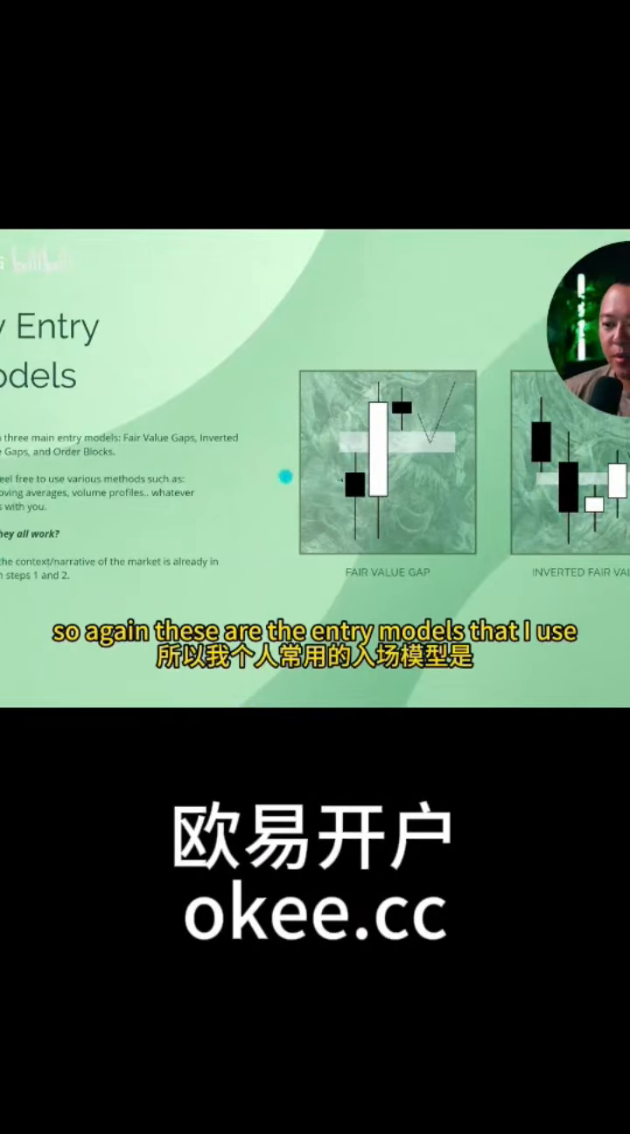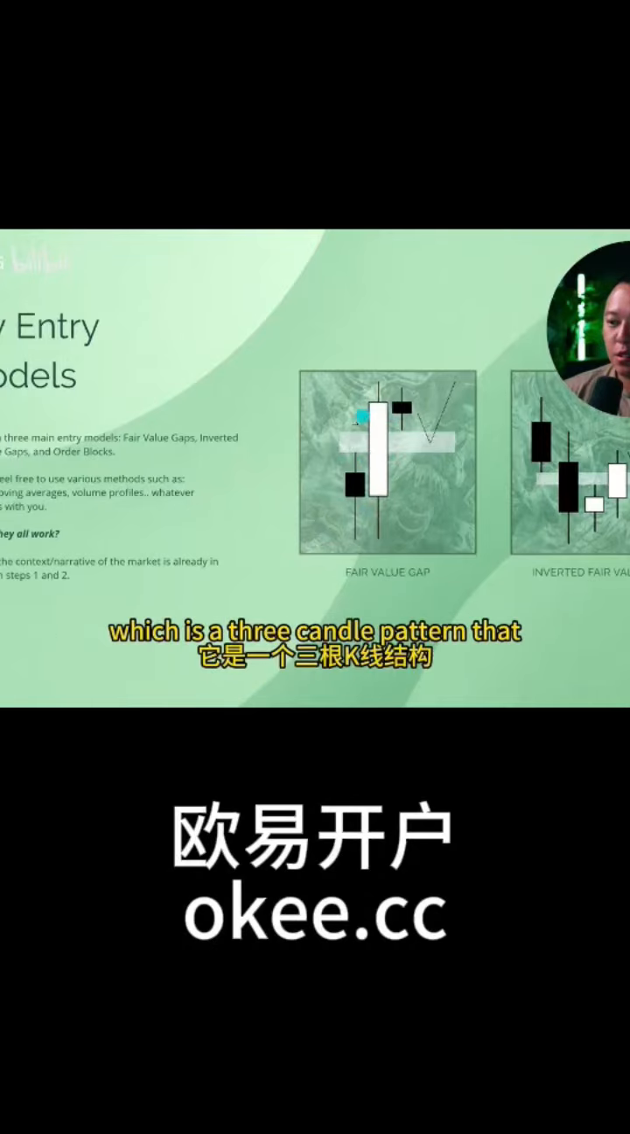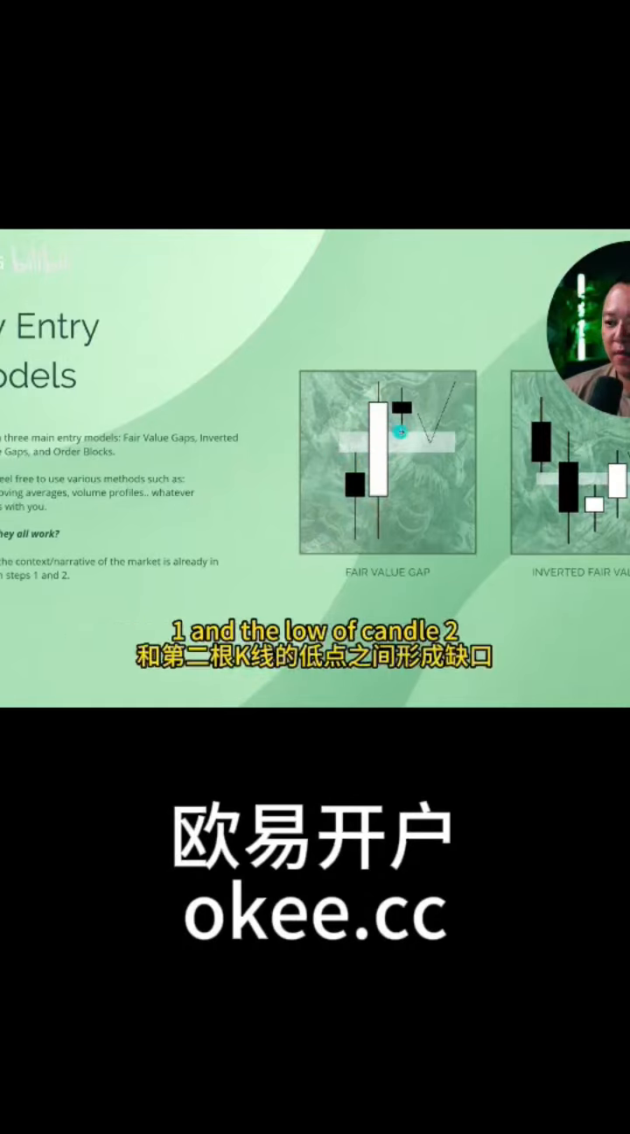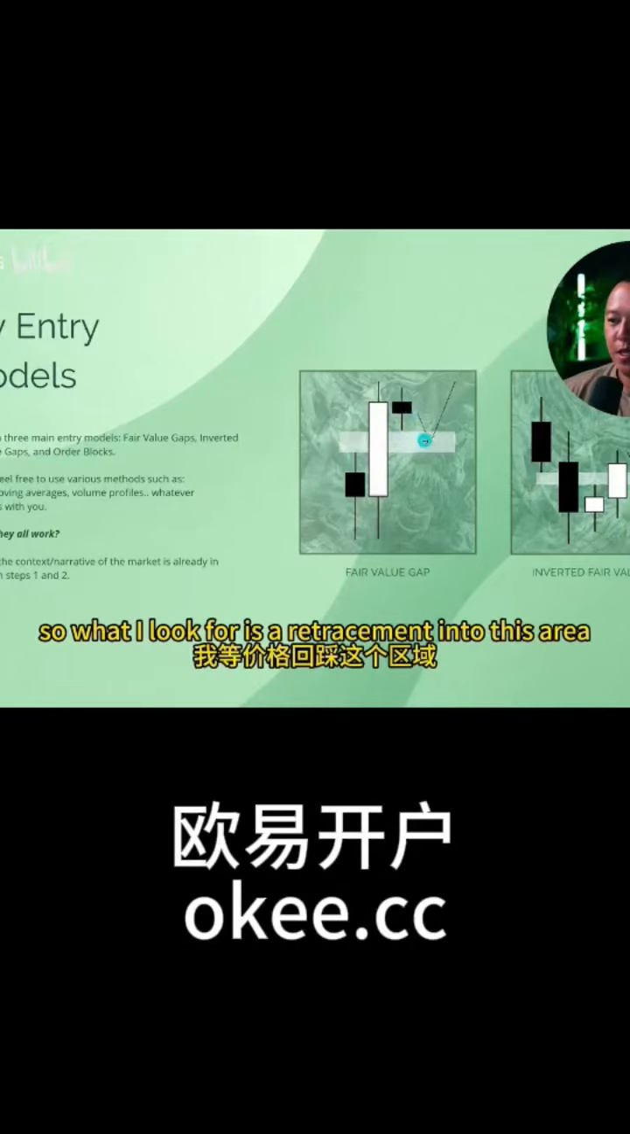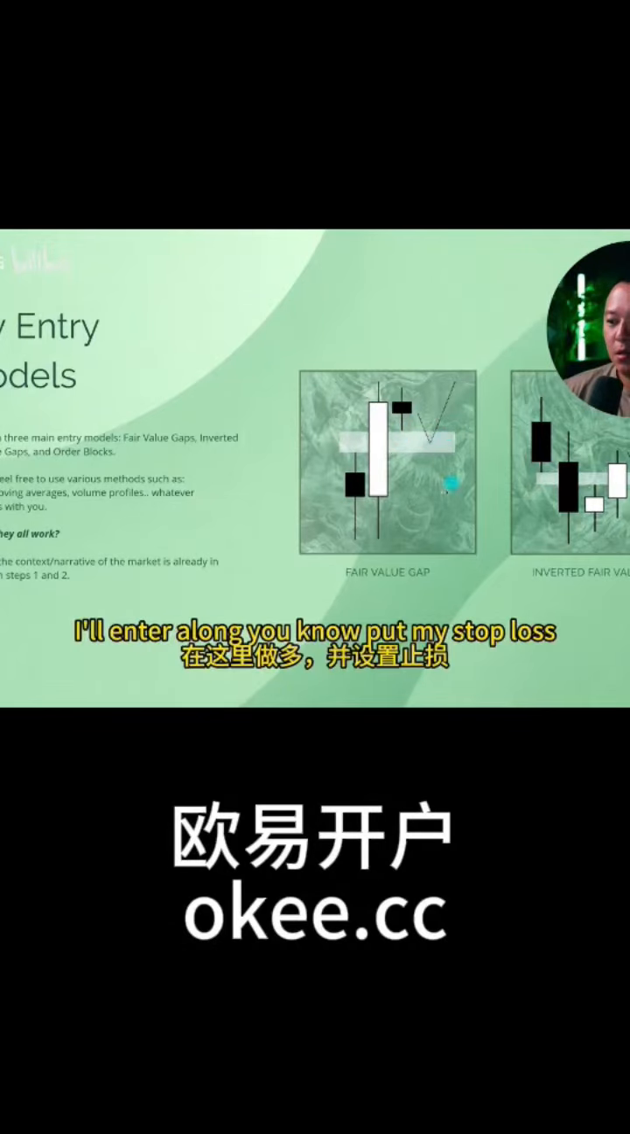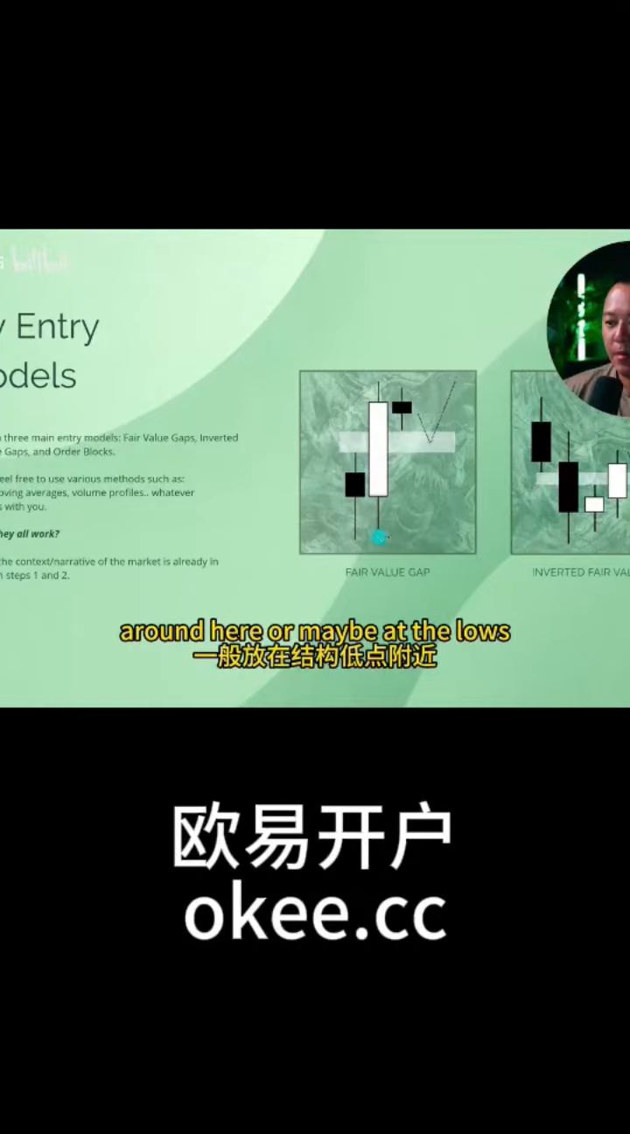So again, these are the entry models that I use. I'll use a fair value gap, which is a 3 candle pattern that leaves a gap between the high of candle 1 and the low of candle 2. So what I look for is a retracement into this area. I'll enter long, put my stop loss around here, or maybe at the lows, and target a 1 to 2 or 1 to 3. And an inverted fair value gap is essentially a fair value gap that gets broken to the upside, and then we wait for the retracement.